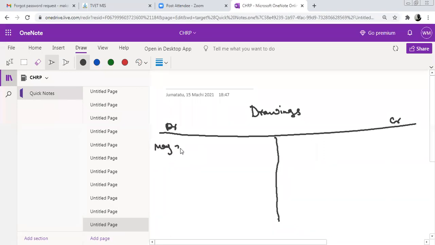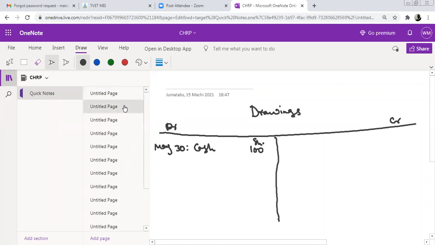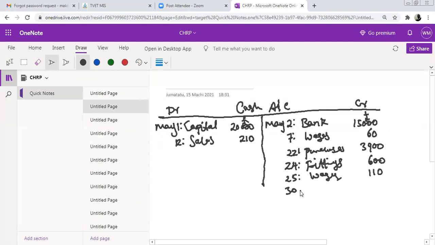You come here on the debit side and you say on May 30th, the drawings was from cash or from the bank? From cash. How much? 100. Then it simply means that the cash that was meant for business is reducing, because it has been taken for personal use. So you come here and you say on 30th, cash is reducing as a result of drawings of 100. And you have posted all the transactions. The next thing you need to do is to balance your accounts. And after you have balanced your accounts, you can go ahead and extract your trial balance.